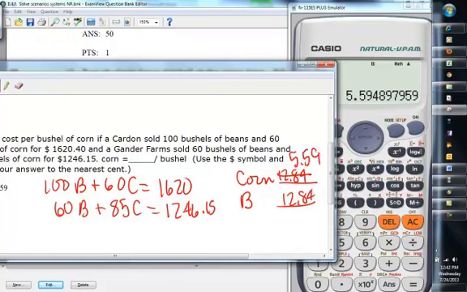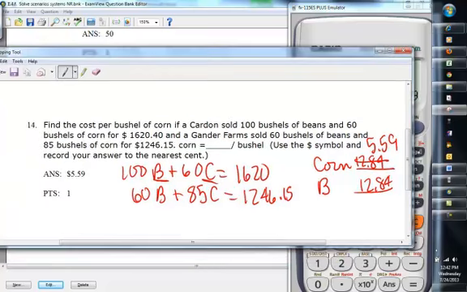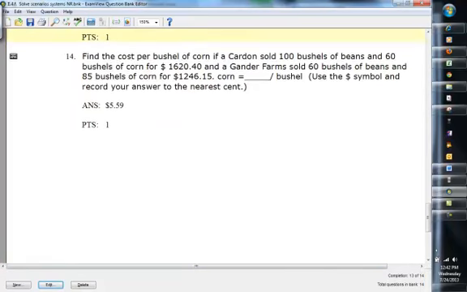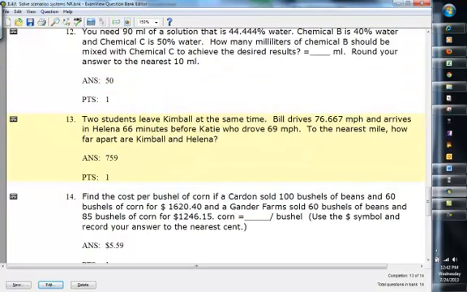That's why I always write them in alphabetical order, because I need to have my answers be in the right order. So $5.59 is how much a bushel of corn costs. And that is the problems for this assignment.